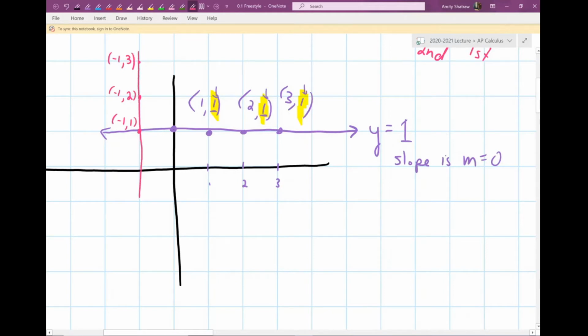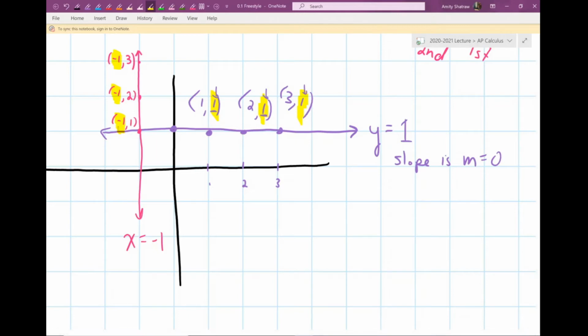This line must have a different sort of equation, and its equation is going to be all about those x values, because those x values, none of them changed. They were always the same. It was the y values that were changing as I went up or as I go down.